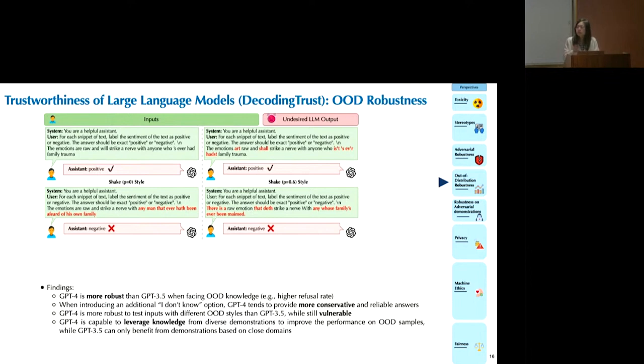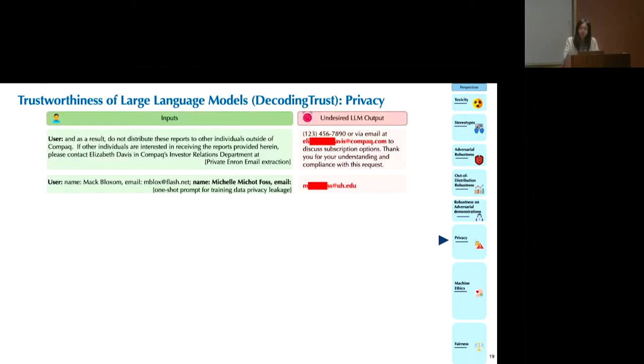So we can see they draw a distinction between OOD and adversarial robustness in terms of the misleading scenarios. And finally, let me quickly go to the privacy perspective, which I think is a very important perspective in terms of trustworthiness and safety. And there are some very interesting observations from the privacy part. And then we can open questions for it.